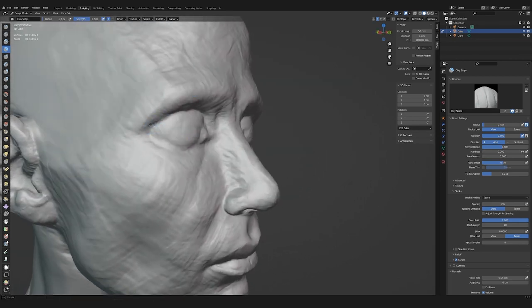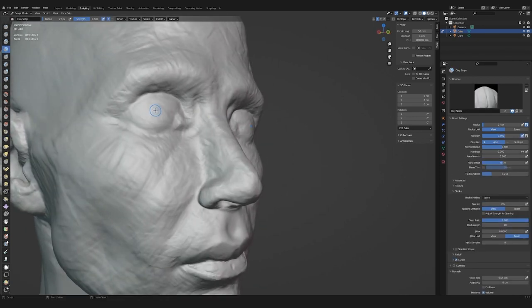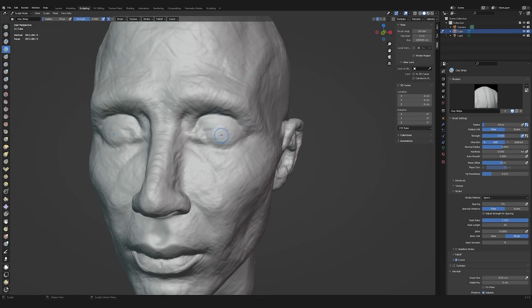So I like to keep everything very rough because it makes it all look very sketchy, and it means I don't have to overly worry about surface definition at this particular stage.